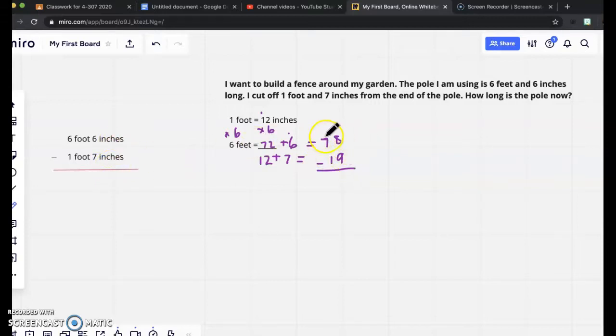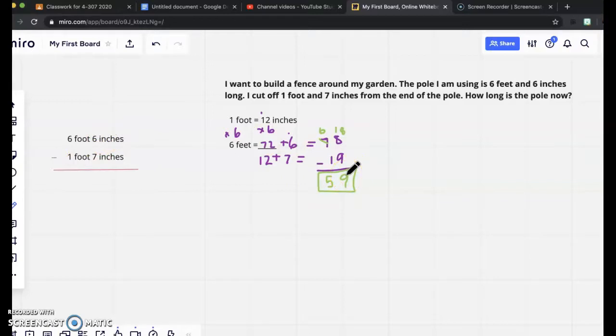So now 78 minus 19 is completely possible. And I would do 8 minus 9 can't be done, so I borrow. This becomes 6, which is a 60, and this becomes 18. 9 and 9 is 18, that's a fast fact. So 18 minus 9 is 9. 6 minus 1 is 5. So 59 inches is how long the pole is now. All right, and that's the same as if we did it in feet. This is just measured in inches.